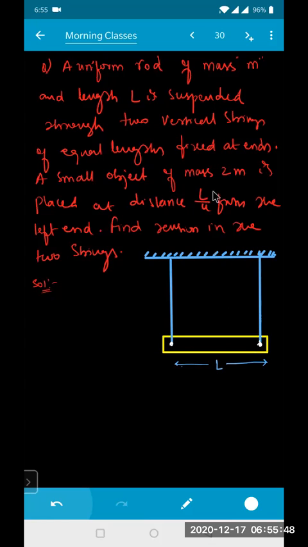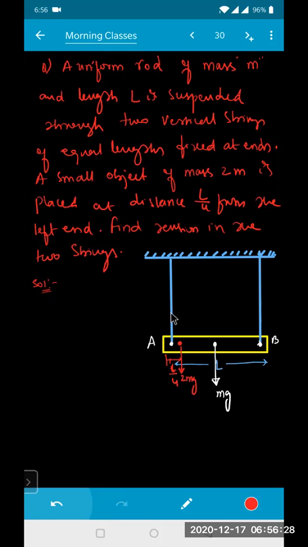A small object of mass 2m is being placed at a distance of L by 4 from the left end. This is the left end, let us call it A, and this is B. This is its center, so the weight of this body acts in the downward direction, which is mg. Now we are keeping a mass of 2m somewhere here. The distance from here to here is L by 4. The weight of this body acting here is 2mg in the downward direction.